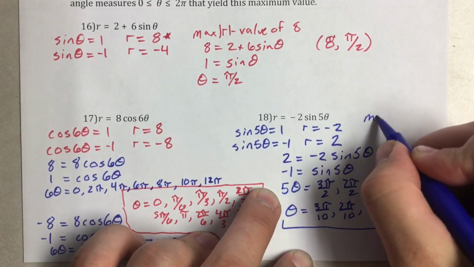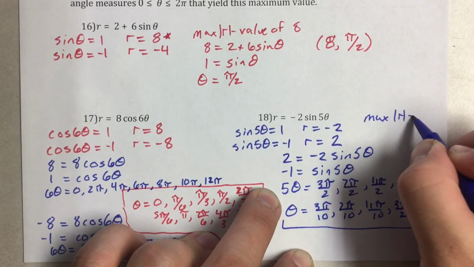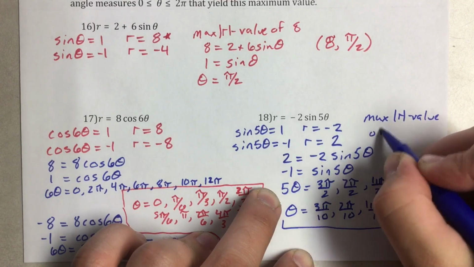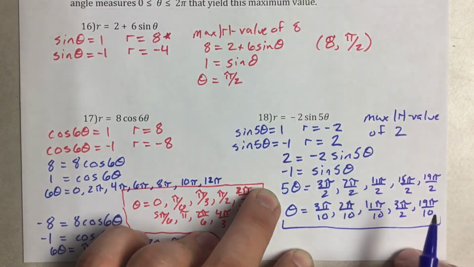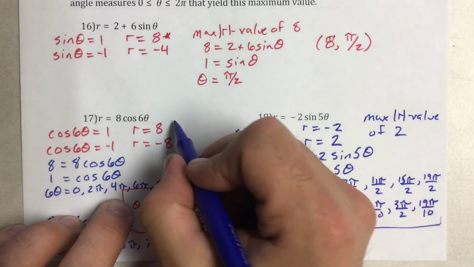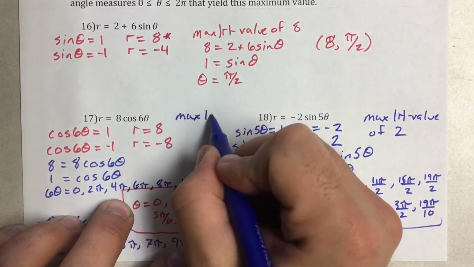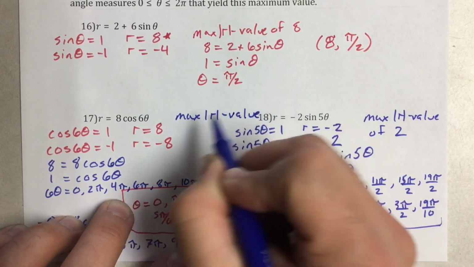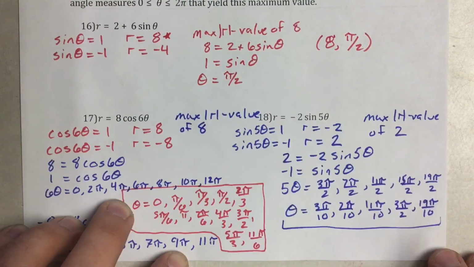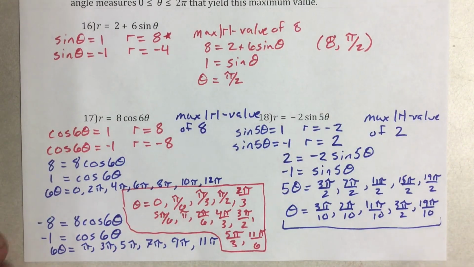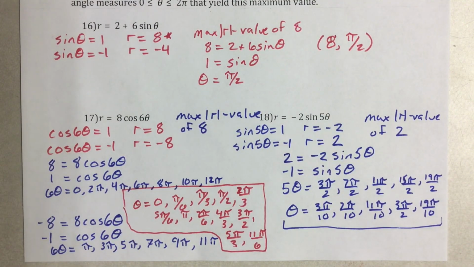Okay, so max R value of positive 2 here. Here, max R value of 8. So, we have this, there's really a lot here, but a lot of it kind of overlaps.